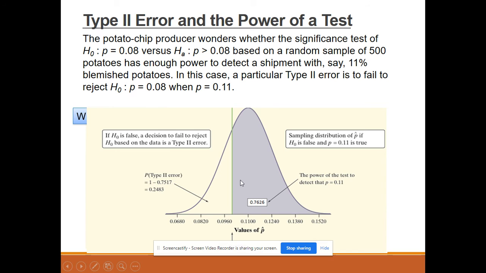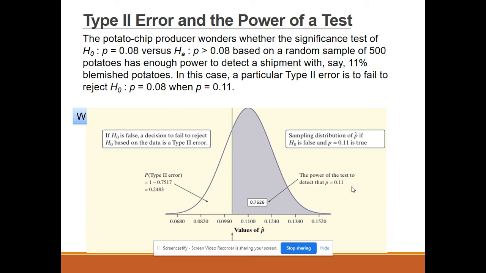So now this area right here, we can calculate that to be 0.7626. So that means the power of this test would be about 76%. What that means is that there's a 76% chance that you're going to reject the null, given that in reality the proportion was really 11%. So increasing that difference will increase the power of a test.